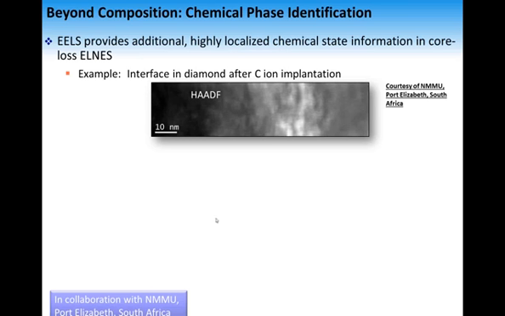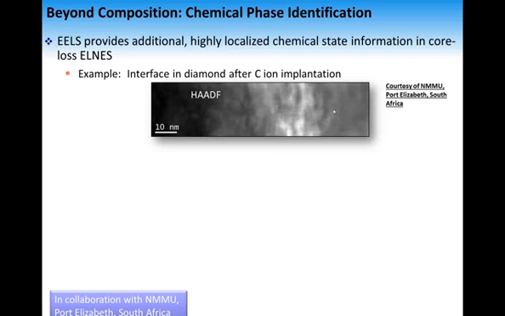So, chemical phase identification. This is some data that were taken in collaboration with the group of Port Elizabeth in South Africa. These guys are interested in diamond to build electronic devices, and they're also interested in studying the effect of ion irradiation, carbon ion irradiation, onto the diamond. So they start from crystalline diamond. This diamond goes through ion irradiation, carbon irradiation. We have the formation of an amorphous layer of carbon.